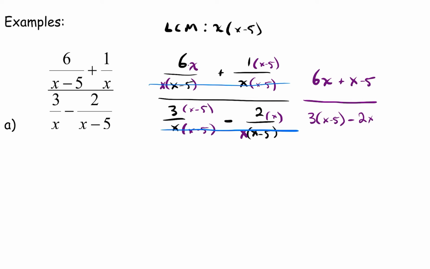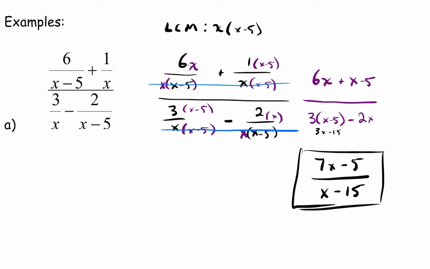So we're going to end up with 7x minus 5, the numerator. This becomes 3x minus 15 there. So when we combine like terms, we're going to end up with x minus 15. And there is our simplified complex fraction. Okay, not too bad. Let's do another example.